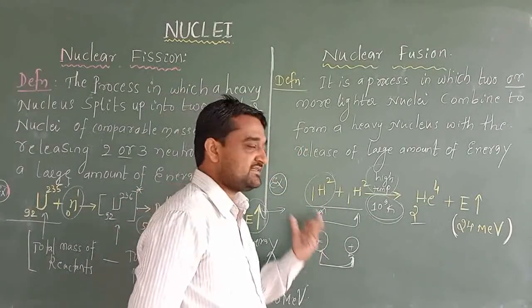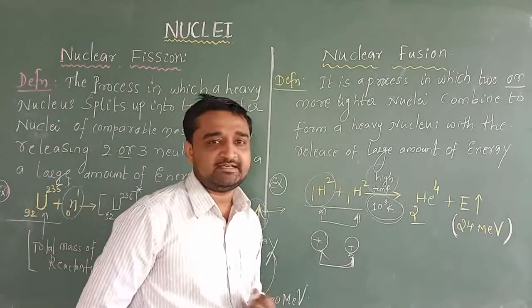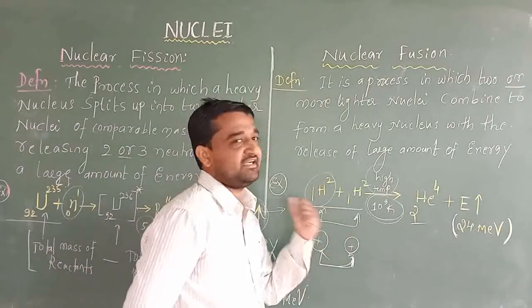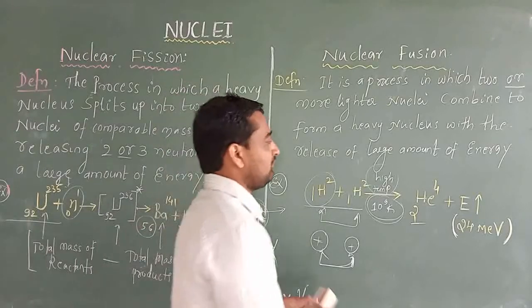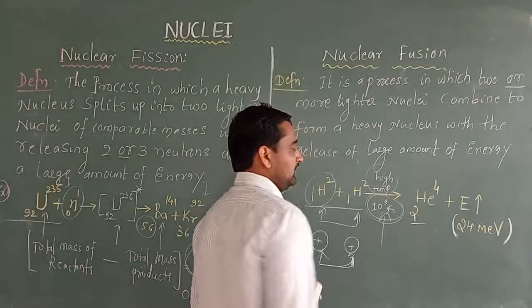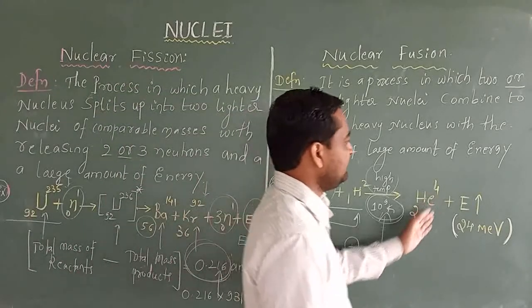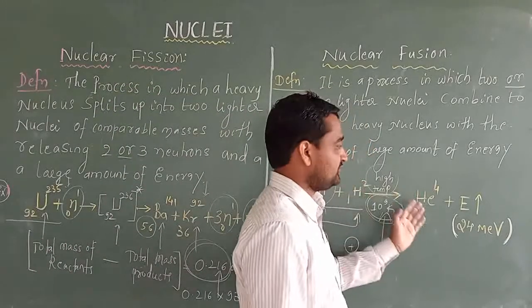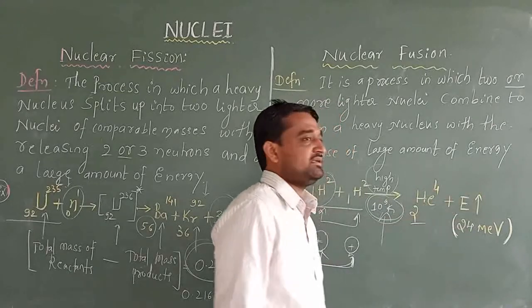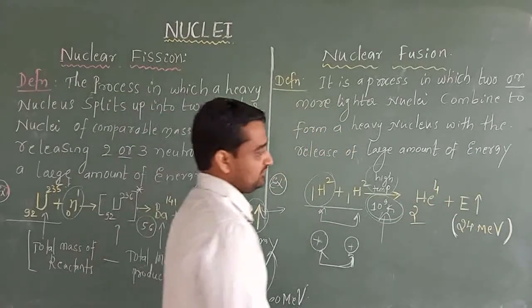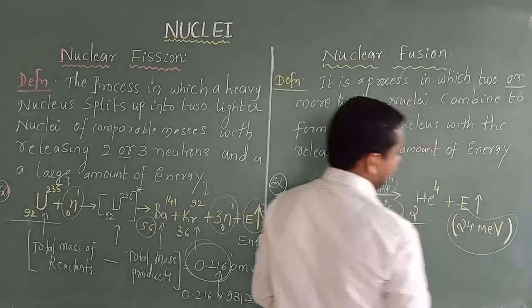So these nuclei get a high amount of kinetic energy to overcome that force. That is the reason for requiring a high temperature of the order of 10 to the power 9 Kelvin. Again helium-4 is formed. After this process, this is the product we obtained. Again the amount of energy released is 24 mega electron volt.